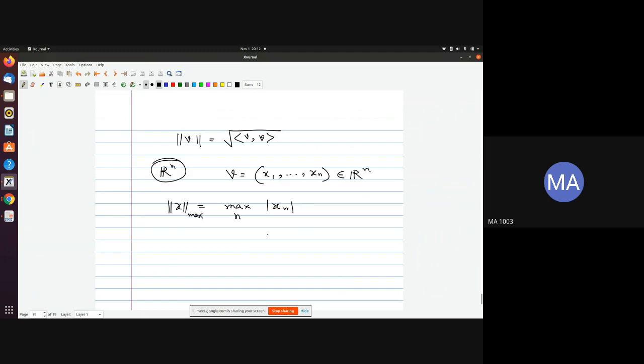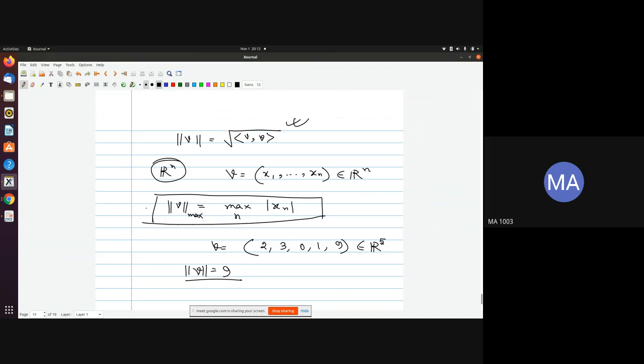How does it work? Suppose I have a vector like this, 2, 3, 0, 1, 9 inside R5. What is the norm of it? According to this, 9. According to the other norm, it will be something different. But can you check that this satisfies all the properties of a norm? That is what remains, right? If you check all the properties, this will give you the norm.